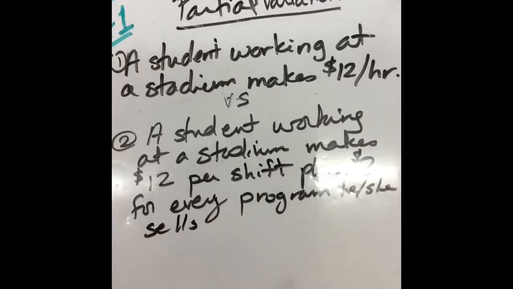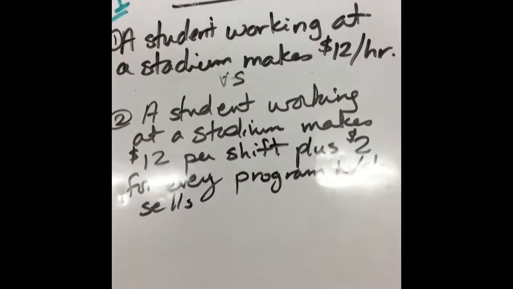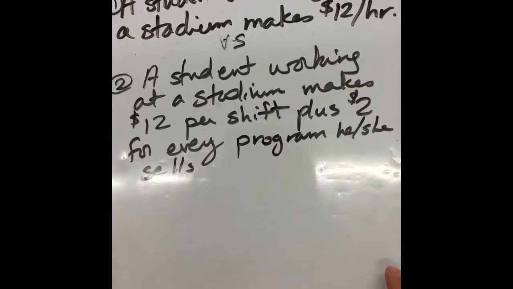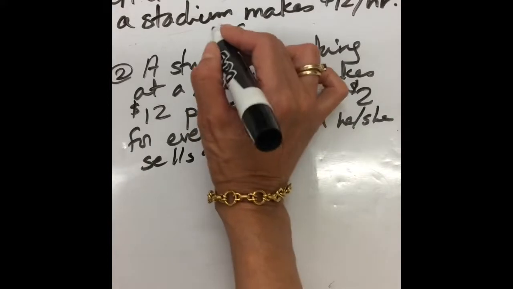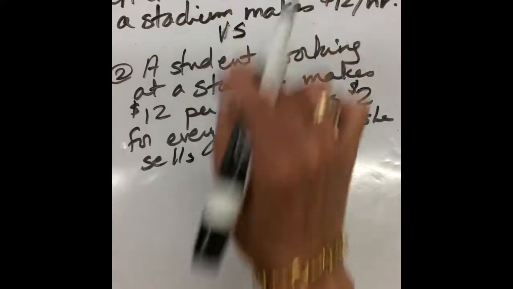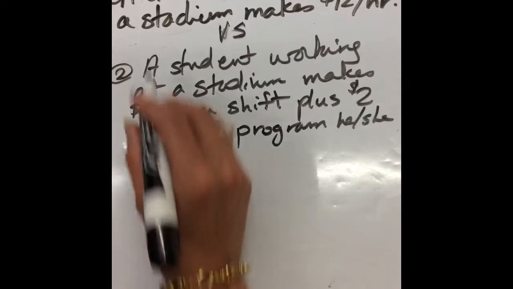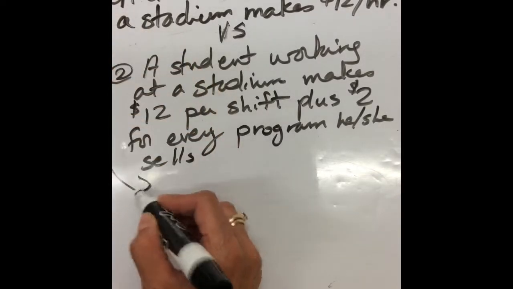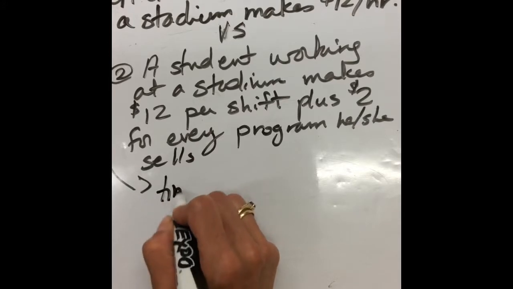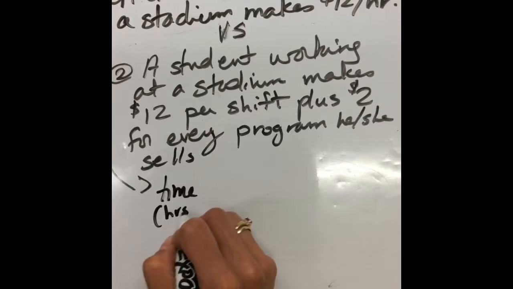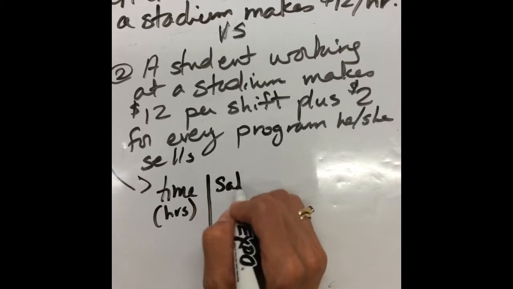And so if I want to look at the differences between these two, we can do that together. We can do that by setting up a table of values to see what are the differences between the two. Why is this one different from this one? And what makes them different? So if I look at the first one, we're going to create a table of values. We'll have a time in hours. And for this, we're going to put salary.